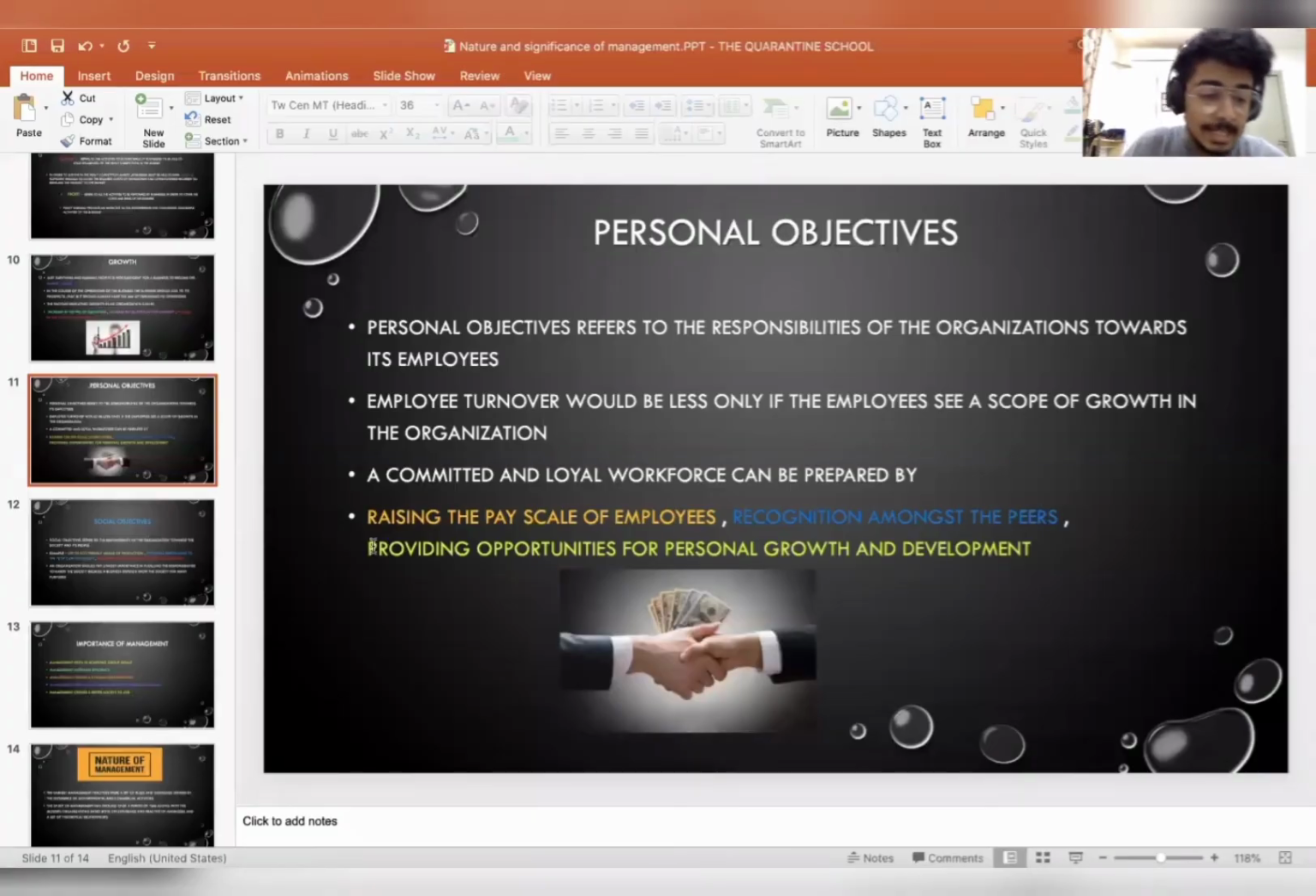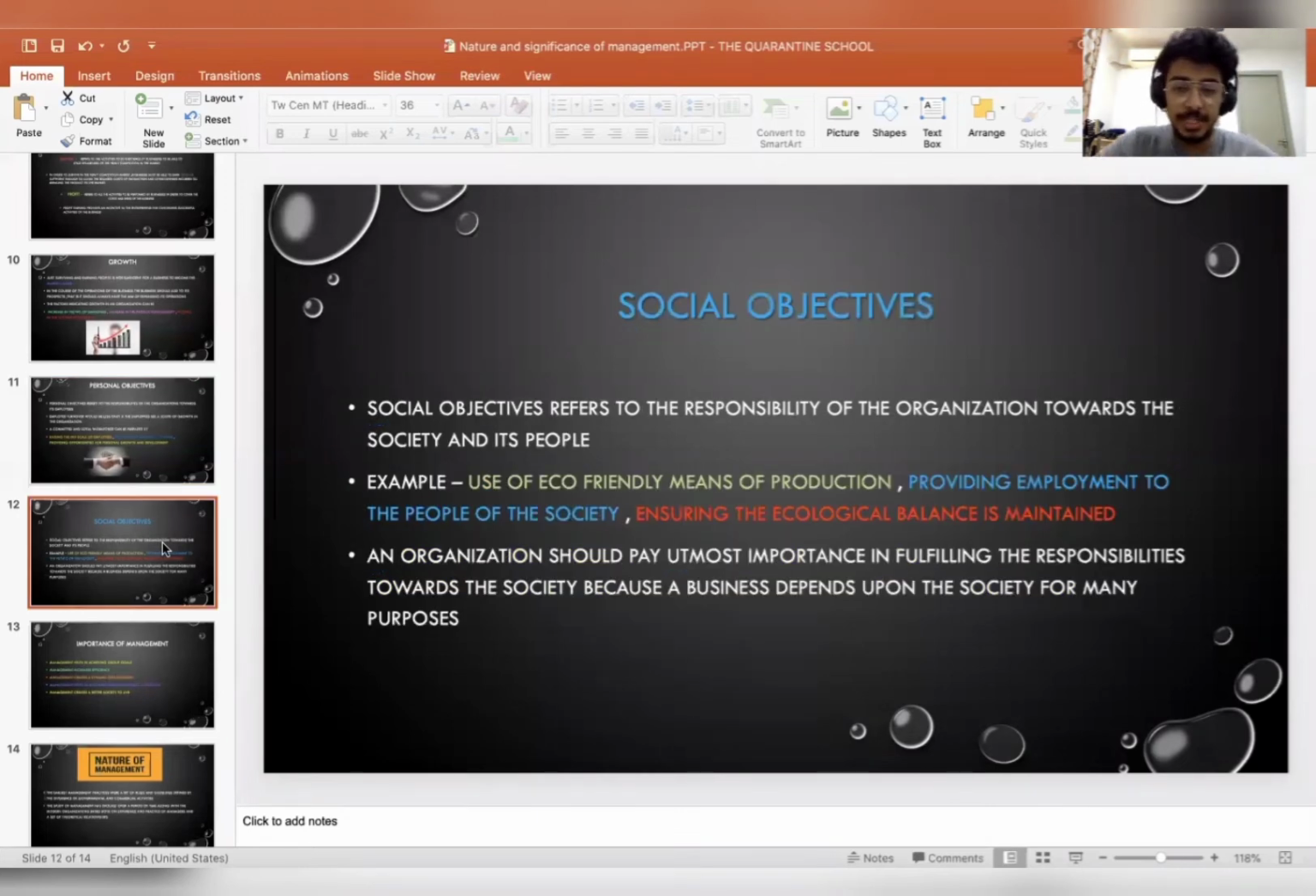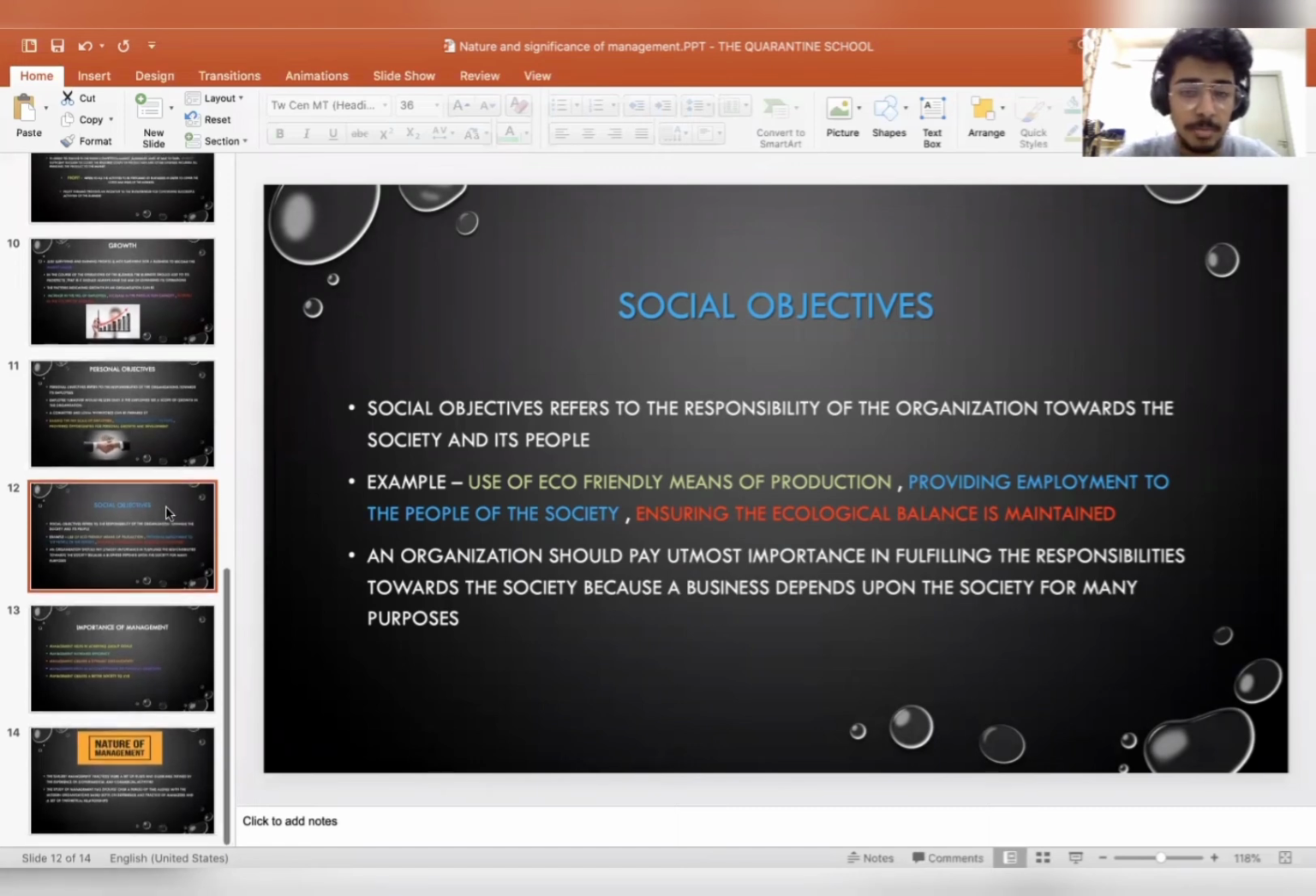So moving on to the next slide. Social objectives. We have discussed two types of objectives. Number one, the organization objectives, that is the organization's interest towards investors, customers, and employees, and focusing upon survival, profit, and growth. And we have also discussed the personal objectives. Now, moving on to the last category of objectives, social objectives. Social objectives refer to the responsibility of the organization towards the society and its people. It is a very critical responsibility that the organization has to pay importance to.